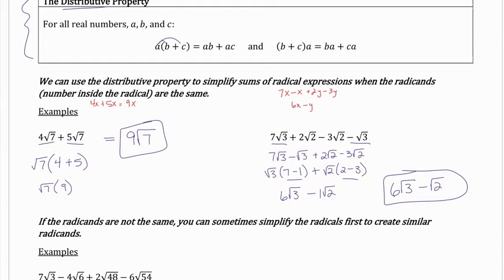Okay, so very similar to just combining like terms. It's just that instead of x's and y's or a's and b's, we have radicals. And you can only add or subtract them if they have the same number inside the radical.